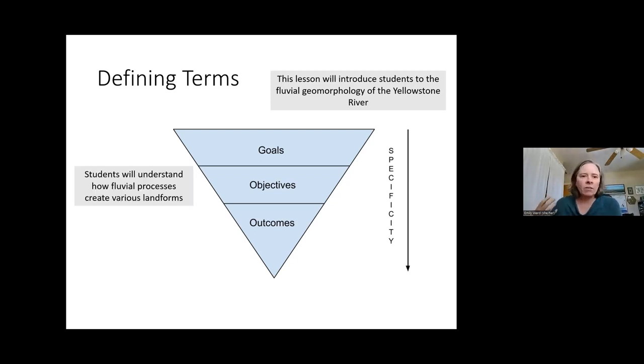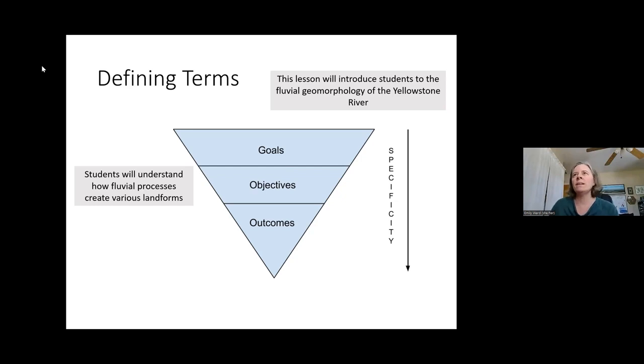If I want to get even more specific, though, I might start thinking about individual objectives, something that's a little bit more bite-sized, a little bit easier to understand exactly what does that mean, the fluvial geomorphology of the Yellowstone River. Well, maybe I really want my students to understand how different processes produce different landforms, right? So that's kind of an objective, but again, it's pretty big, right?